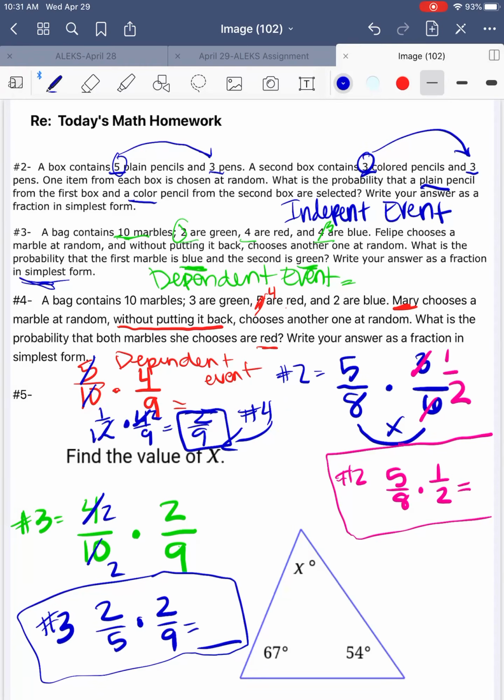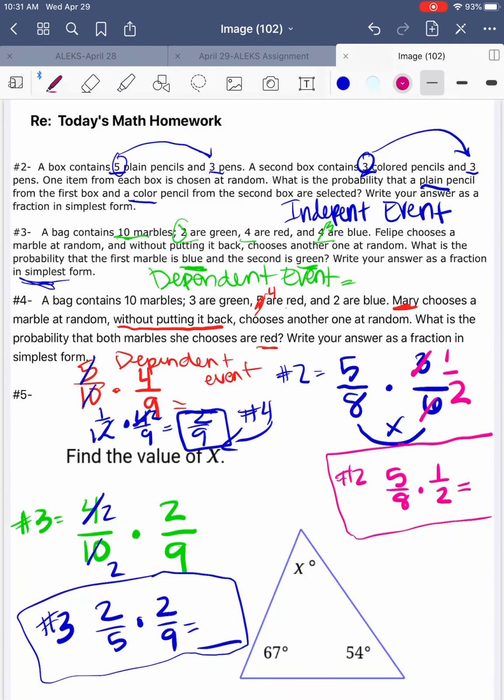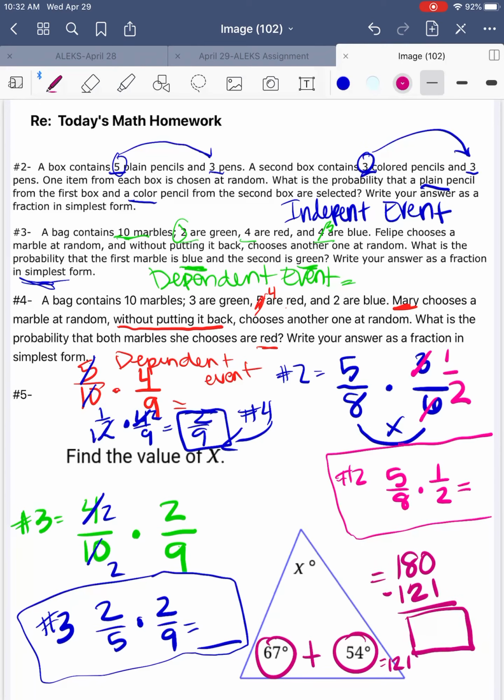Okay, then we've left ourselves a little bit of room for number 5. Number 5 is just a review. You should be able to know this one. So remember, triangles always equal 180. So I just need to take these two numbers and subtract them from 180. So I could add them together to subtract them from 180. If I add 67 plus 54 together, I get 121. So that part equals 121. So I'm just going to subtract 121 from 180.